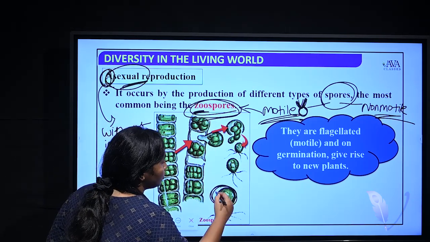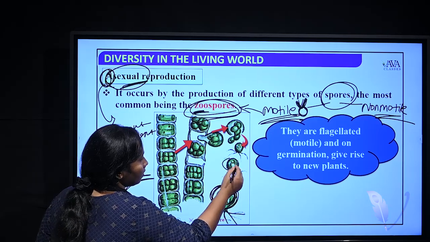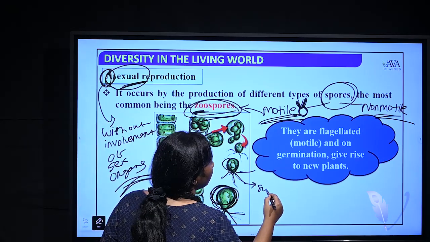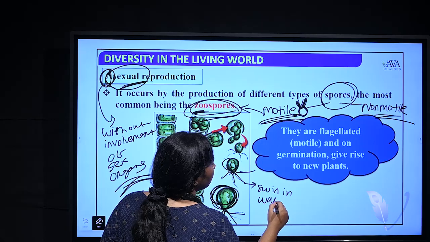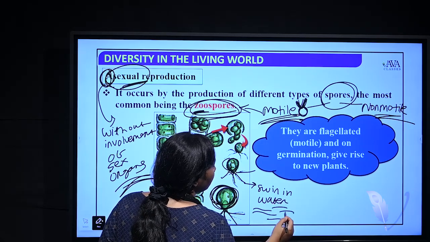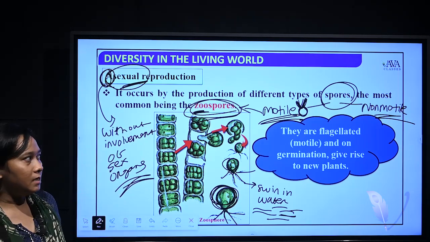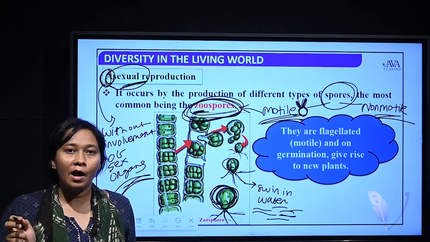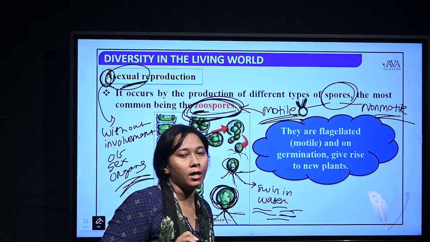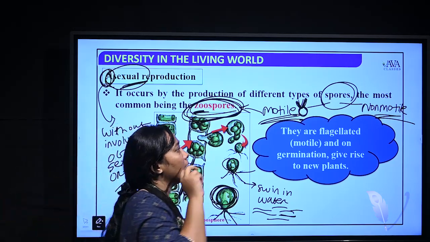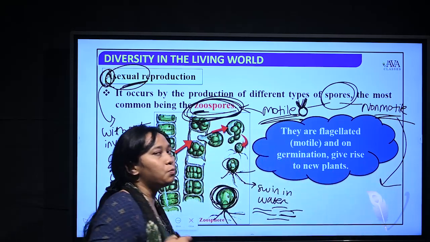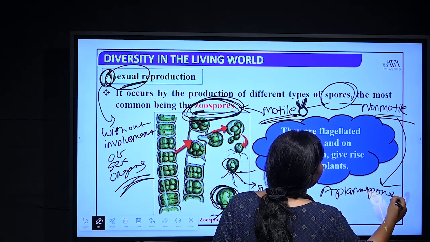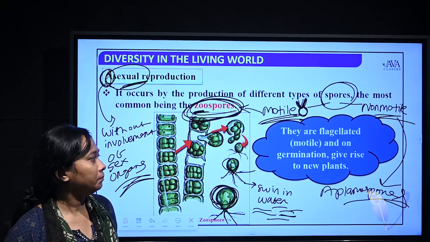Here you see a spore, they have the flagella, or locomotory organ, that's why they can swim in water. They can swim in water as they have flagella, so they are called zoospores. But there are also some spores that do not have flagella, they are non-motile. As they do not have flagella, they cannot move. So those types of spores are called aplanospores. It means they are non-motile.